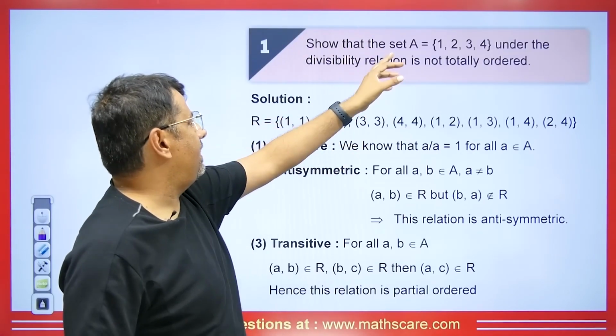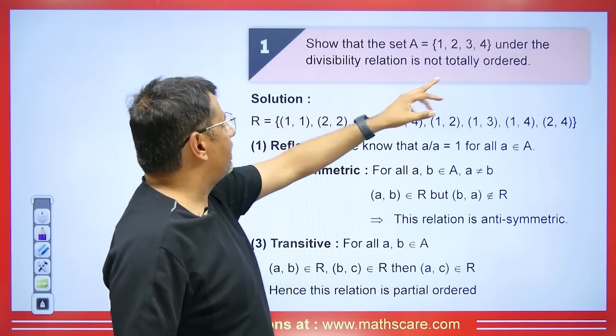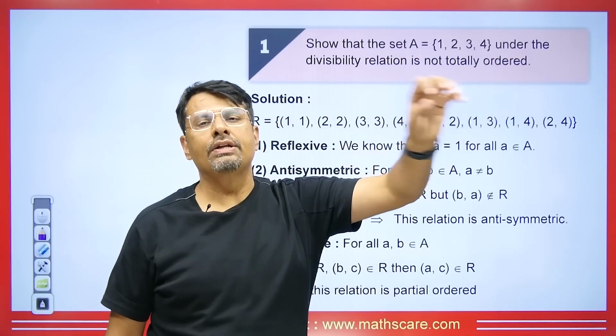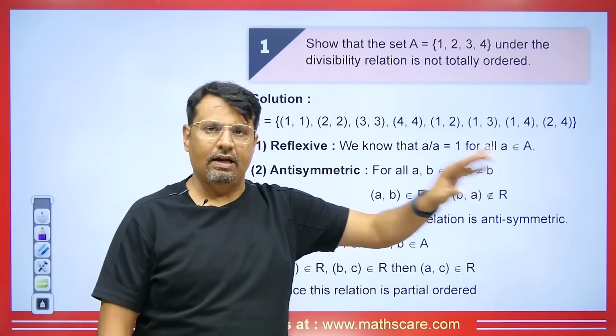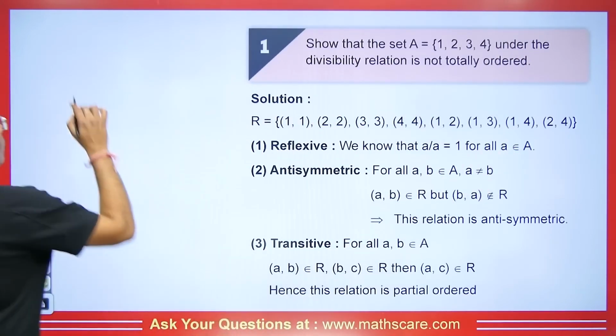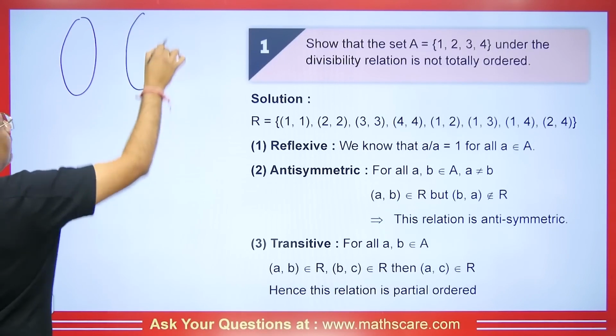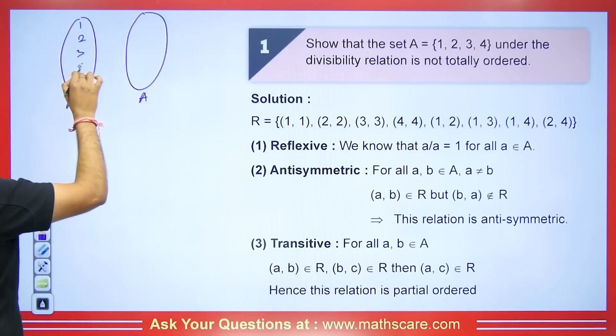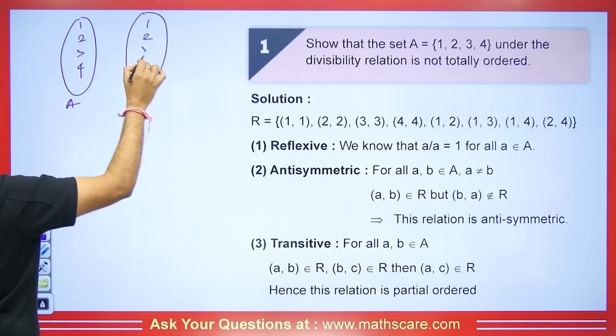Here is the question now: show that the set A = {1, 2, 3, 4} under the divisibility relation is not a total order. That means we do not have a total order relation with the divisibility rule. Now let's do one thing, don't worry. Let us write the set. This is A and A. Here I have 1, 2, 3 and 4, and 1, 2, 3 and 4.